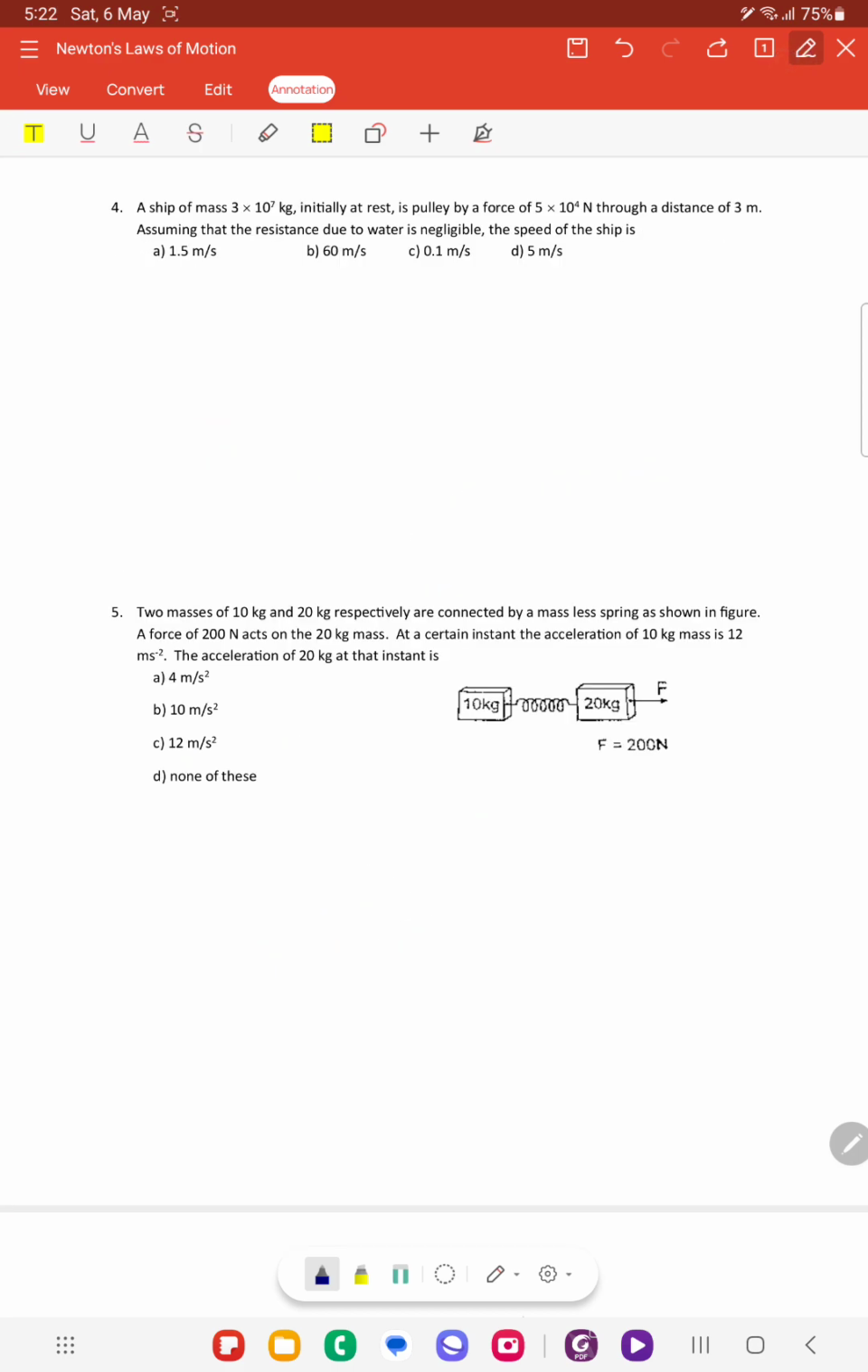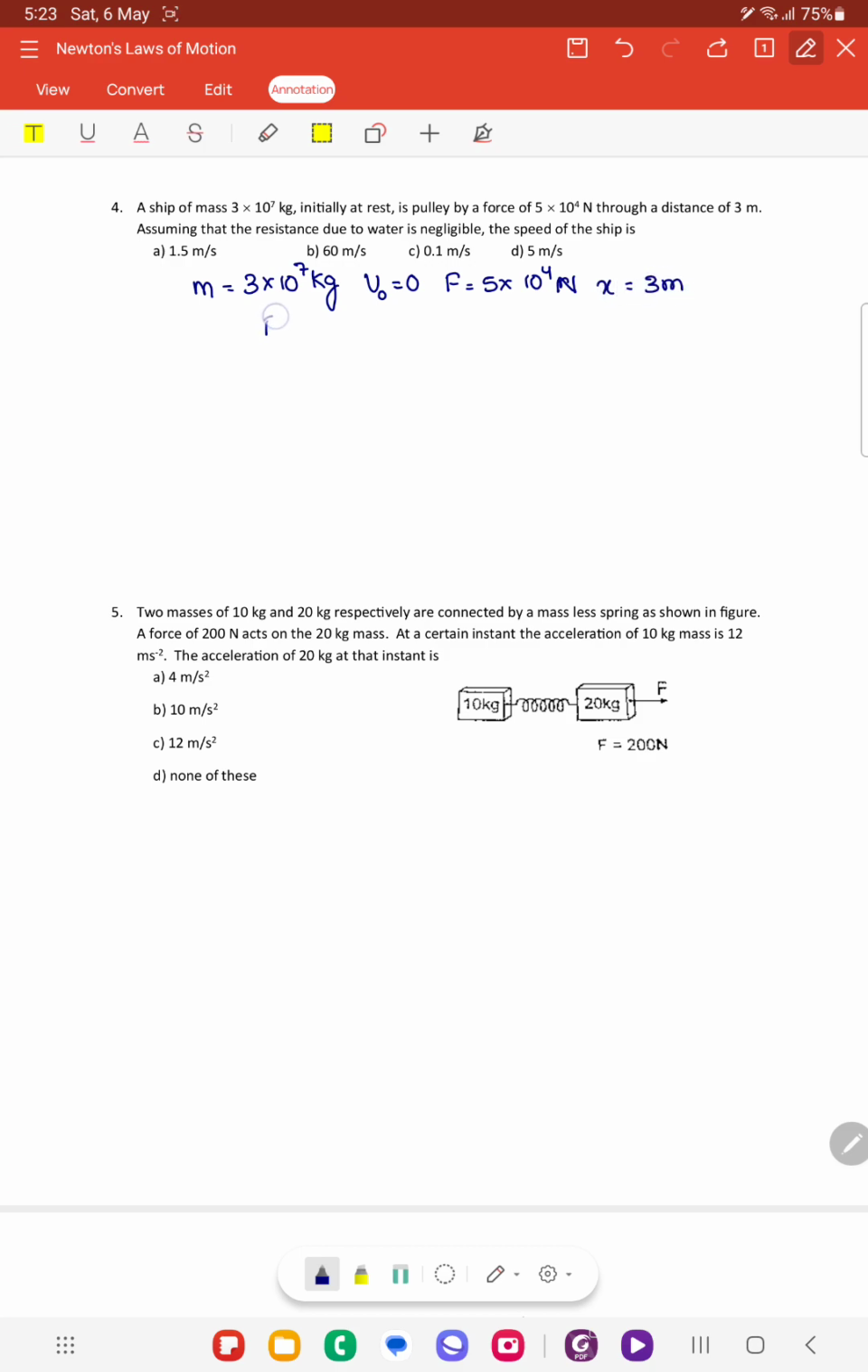Question number 4. A ship of mass 3 into 10 to the power 7 kg, initially at rest, is pulled by a force of 5 into 10 raised to 4 Newton through a distance of 3 meter. Assuming that the resistance due to water is negligible, the speed of the ship is? Here, mass of the ship is 3 into 10 raised to 7 kg and it is initially at rest. So, let us consider V naught is equal to 0, and it is pulled by a force of 5 into 10 raised to 4 Newton through a distance x is equal to 3 meter.